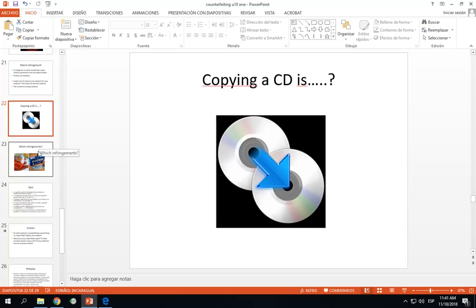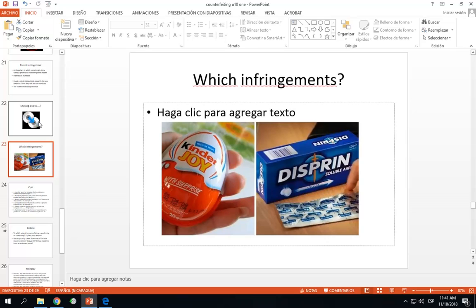Okay. So, what is copying a CD? How would you call that? Pause, please. What do you call copying a CD? I would call it copyright infringement. This one. So the right medicines is related to patent infringement. It could be. It can also be trademark infringement if you copy the name and the symbol of Disprin. I don't know if that's a brand or fake brand. I don't know.